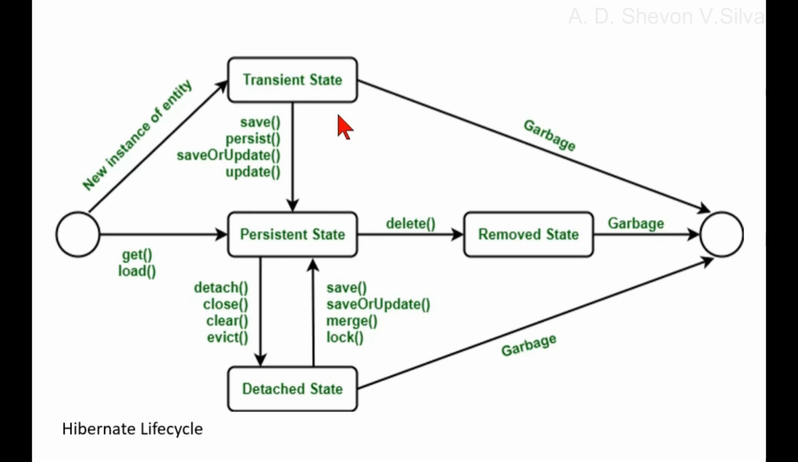There are 2 scenarios in which the transient state will occur, as follows. 1. When objects are generated by an application but are not connected to any session. 2. The objects are generated by a closed session.